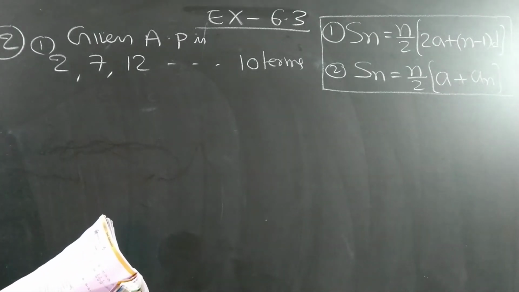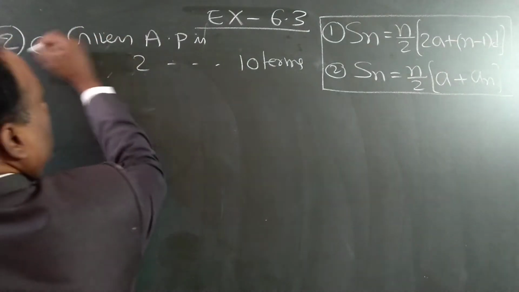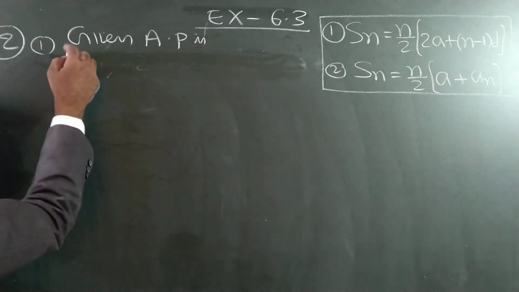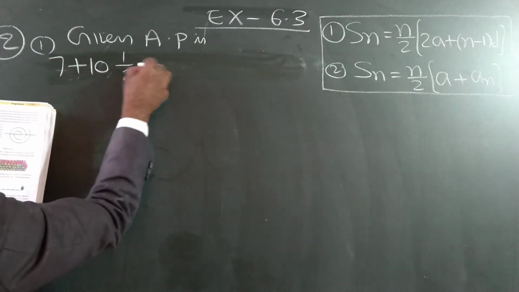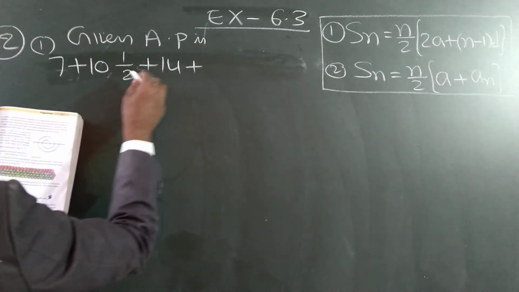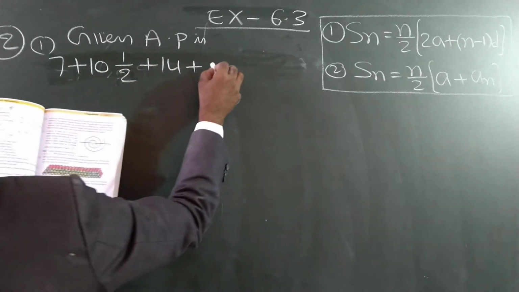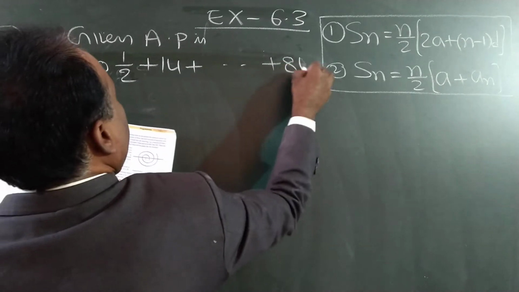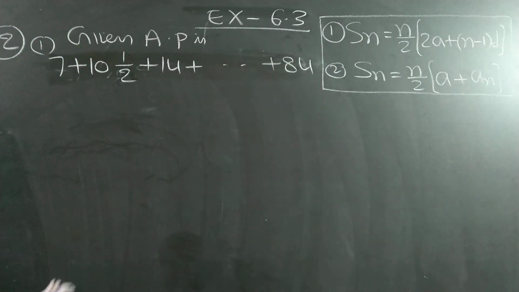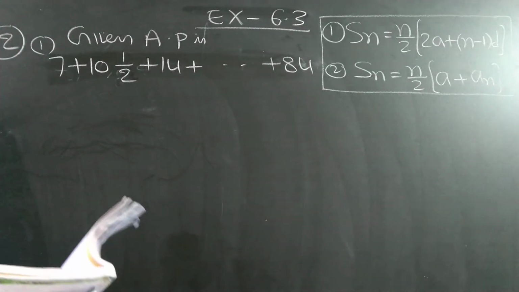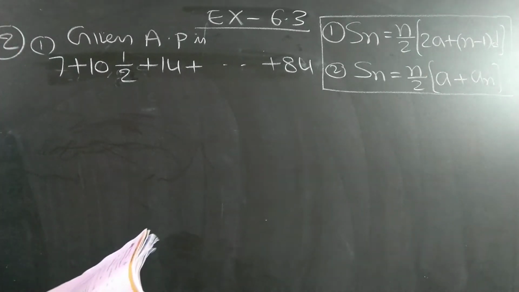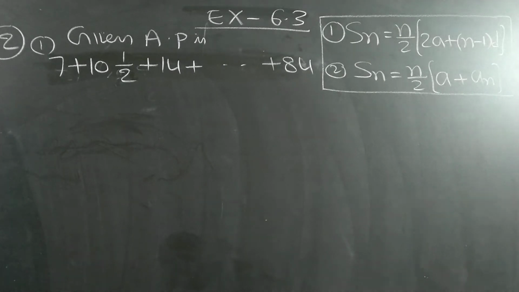So sorry, this is 7 plus 10 and half plus 14 plus so on up to 84. See, this is the question. I wrote the first one, which is completed. So 7 plus 10 and half plus 14 plus so on up to 84. Find the sum of this series, sum of this progression.